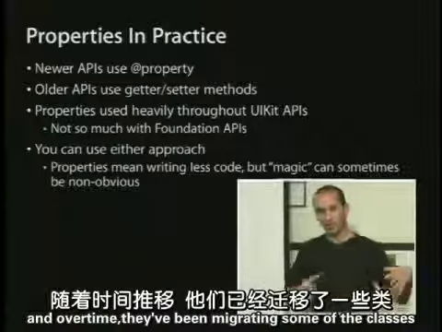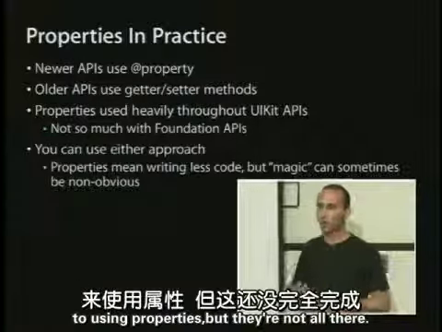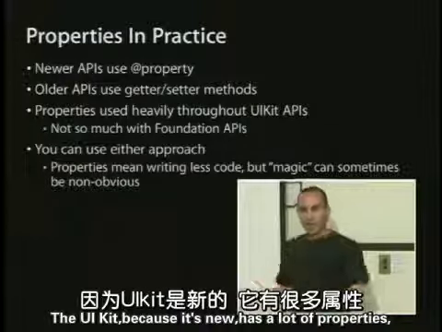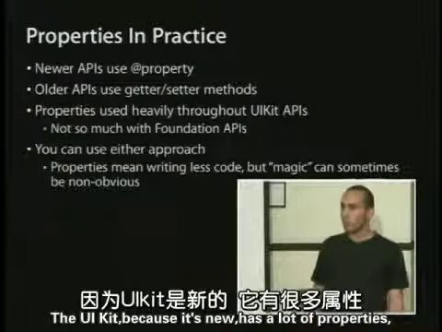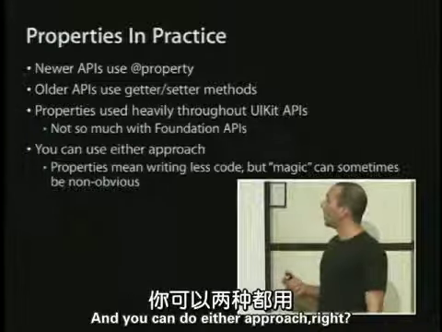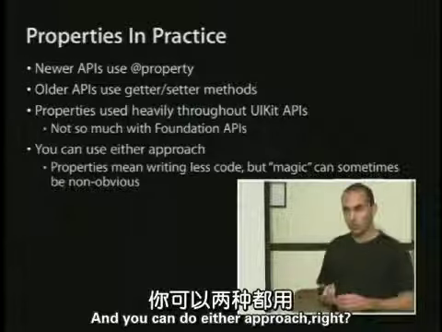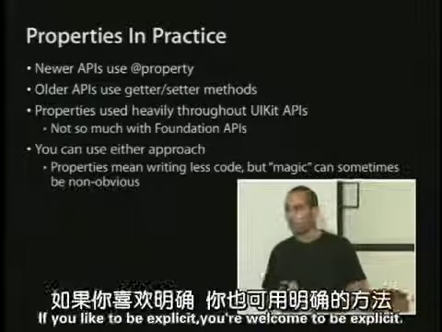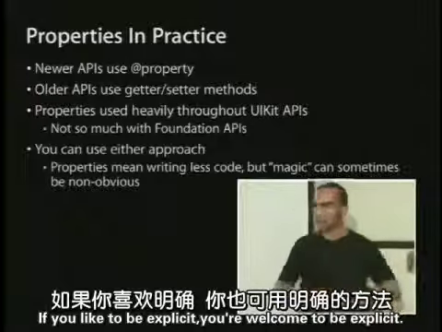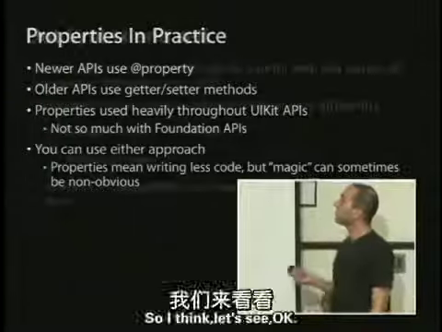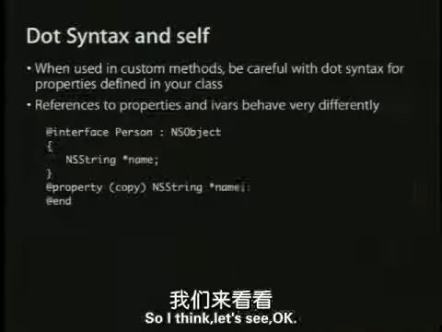All right, so properties in practice. What you'll find throughout the UIKit and Foundation APIs is that properties are an Objective-C 2.0 thing. It's pretty new, last two years, I think. So newer APIs from Apple use properties fairly widely. Older ones do not use it because it wasn't around at that time. And over time, they've been migrating some of the classes to using properties, but they're not all there.